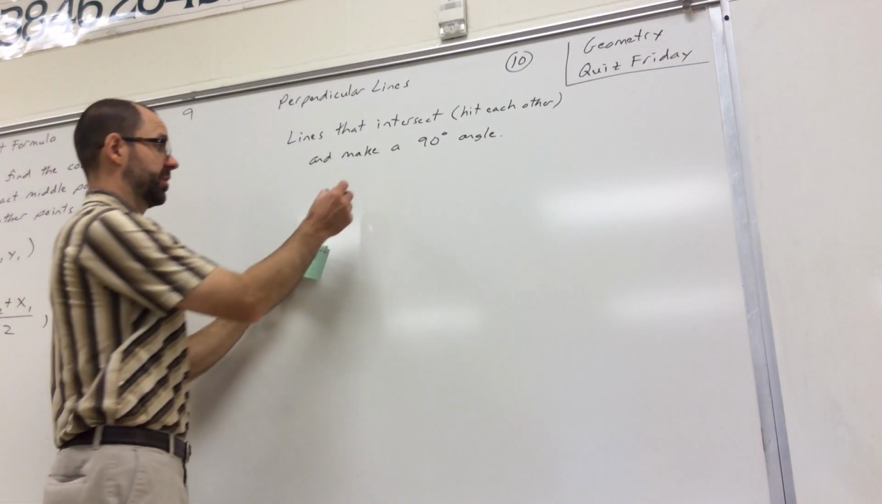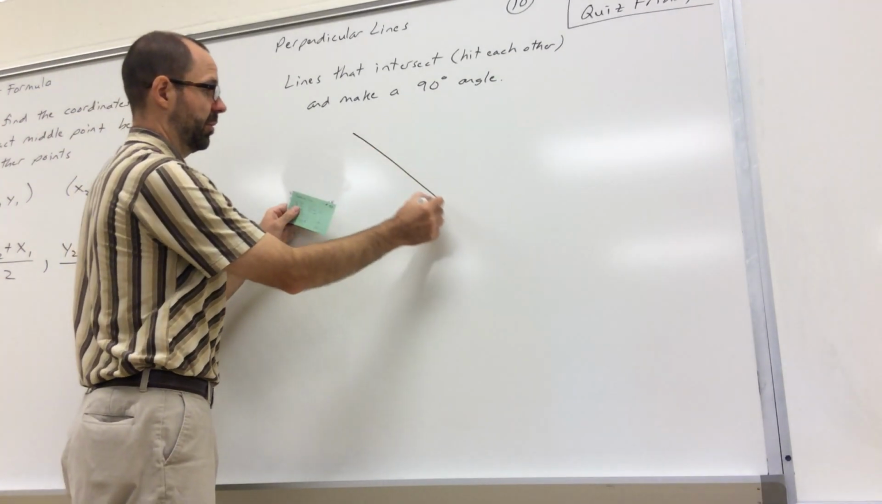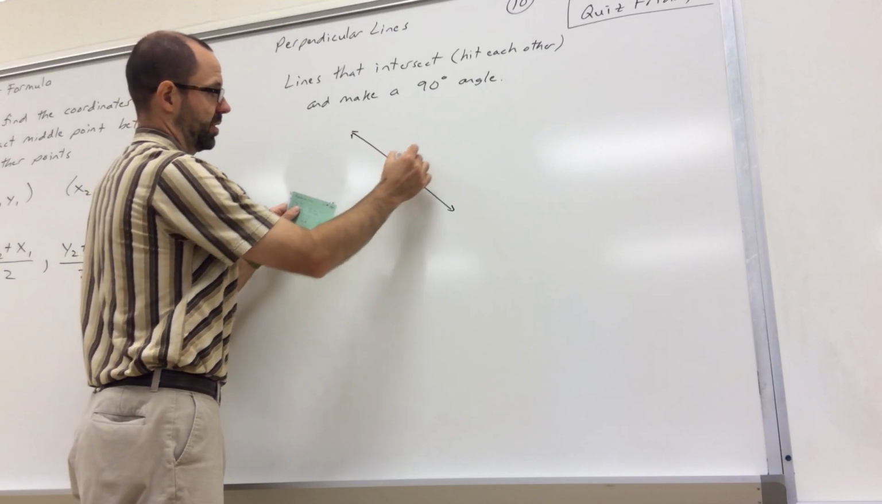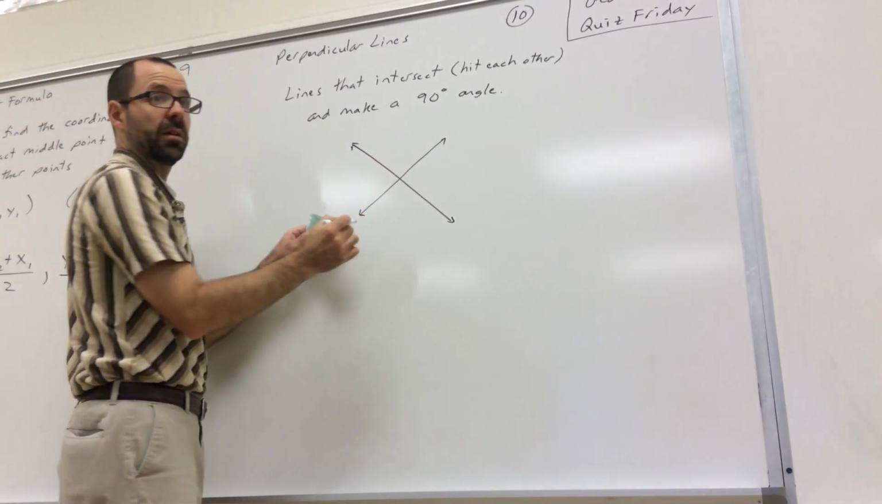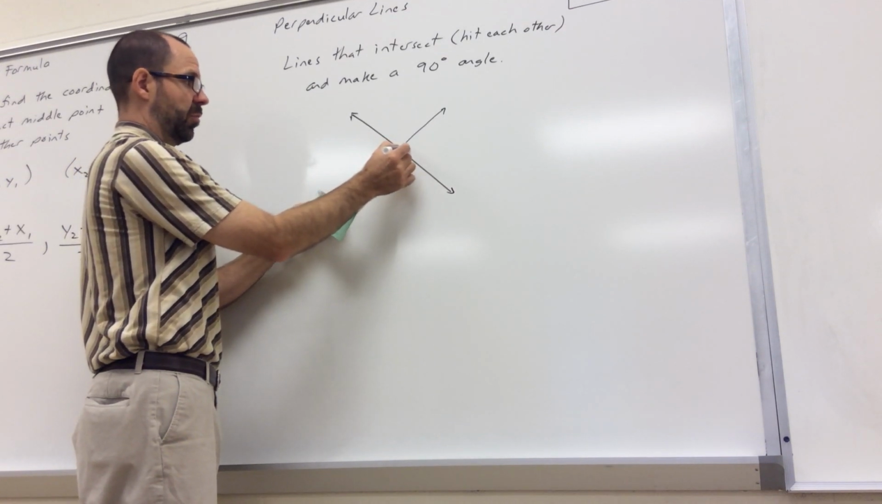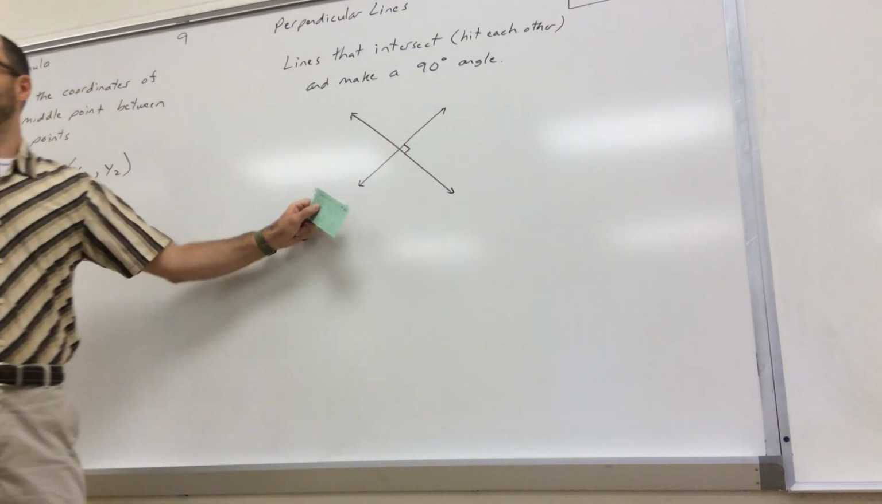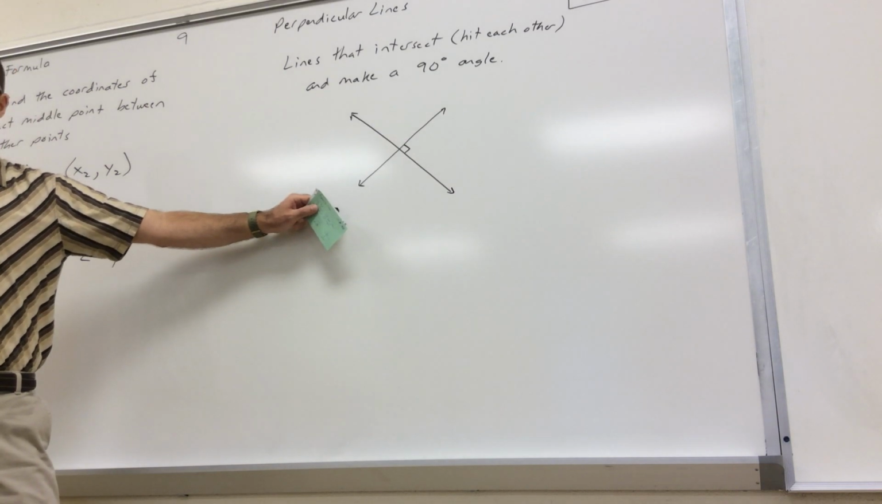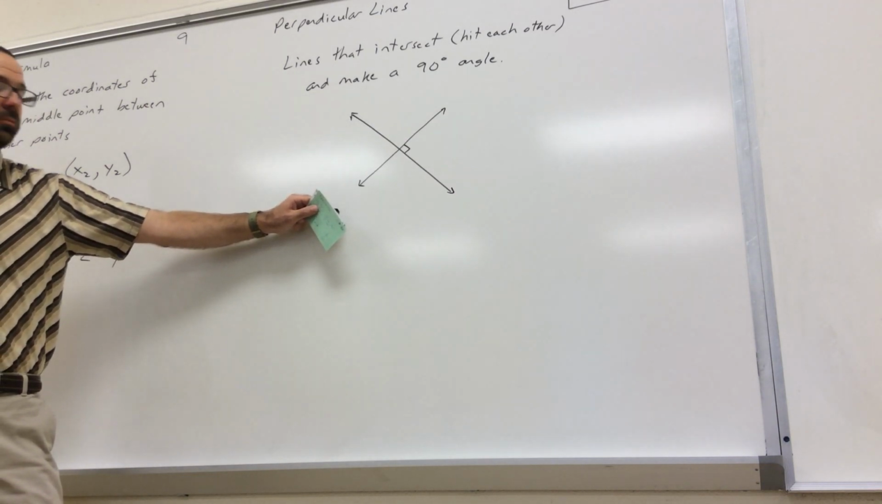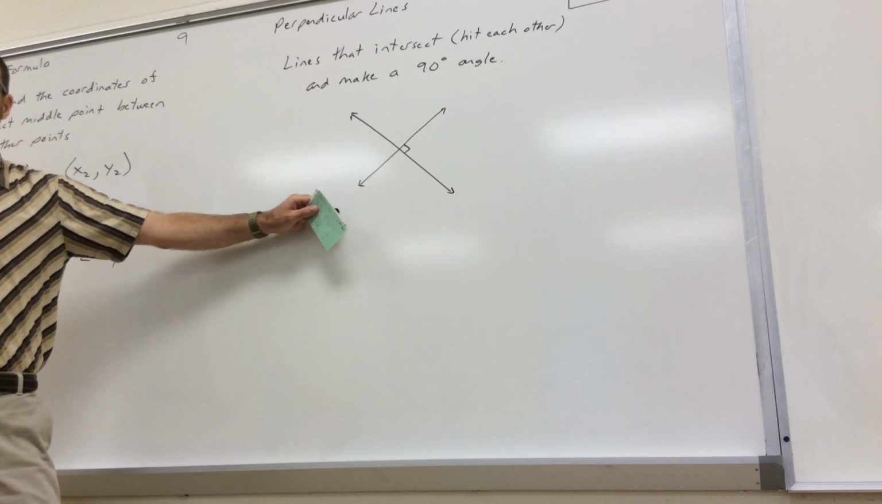So that would look like this. One would be coming across like that. The other one's coming across like that. And then they're hitting each other. And also, when they hit, they make a perfect corner, a 90-degree angle. That's what perpendicular lines are.